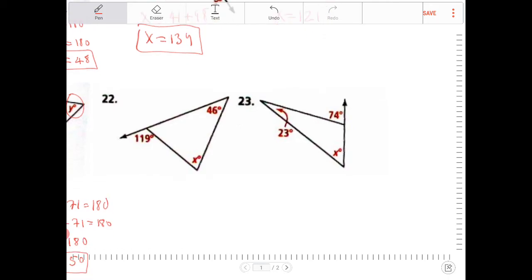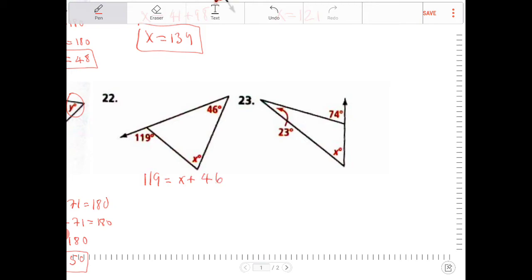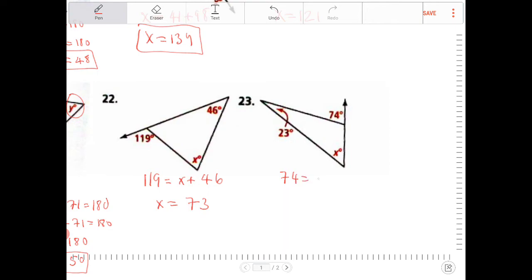And more exterior angle theorem. So I know that 119 is equal to x plus 46. Subtract 46 from both sides, I end up with x is equal to, what is that, 73? Yes. And more exterior angle theorem, 74 is equal to 23 plus x, which therefore x will equal to 50. 51. Yep.